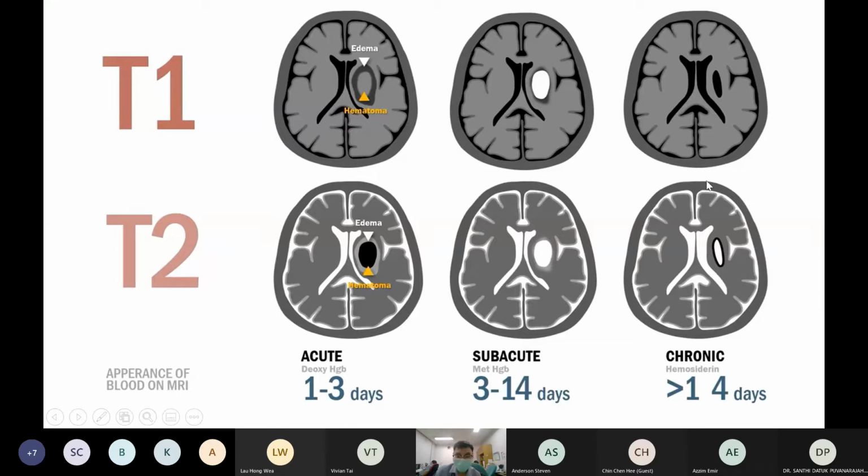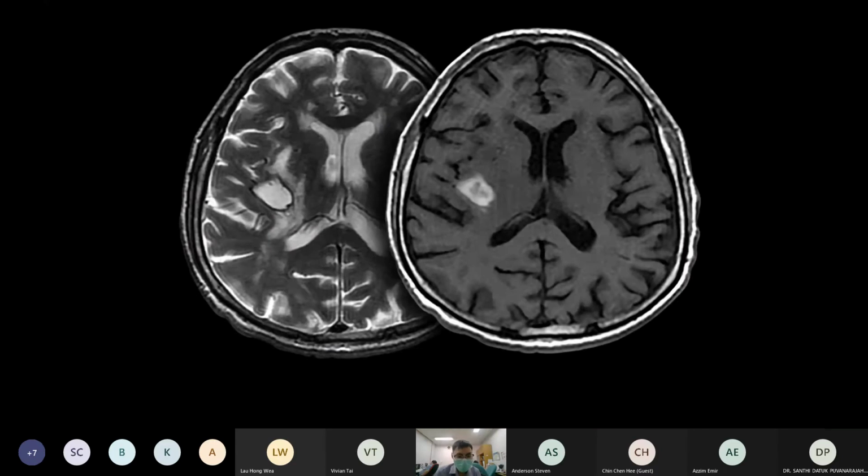So based on that, if you look at a patient with a previous history of intracranial bleeding, and you accidentally or for other indications have done the MRI, you can actually know whether this bleed is acute, subacute, or chronic. So I'll give you an example. This is an MRI for a patient, and as you can see here, this is T1 and this is T2. So maybe I will just call on anyone that can help me answer this question.